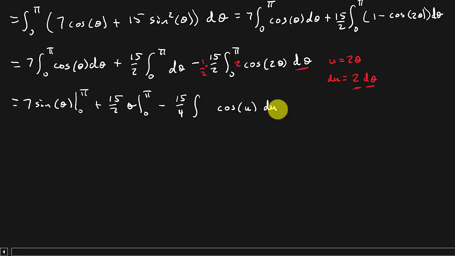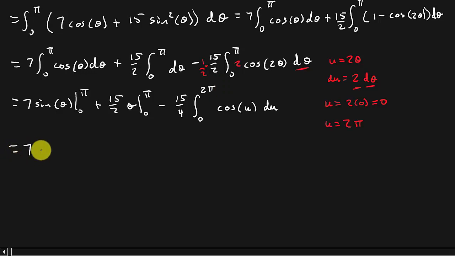All right, now I've got to change my limits. I was in theta here, but now I'm in terms of u. So that's going to give me u is equal to what? 2 theta. So 2 times 0. I'm going to take the 0, plug it in for theta. That gives me 0. And u equals 2 theta. And in the place of theta, I'm going to put pi. And so my limits are 0 to 2 pi.